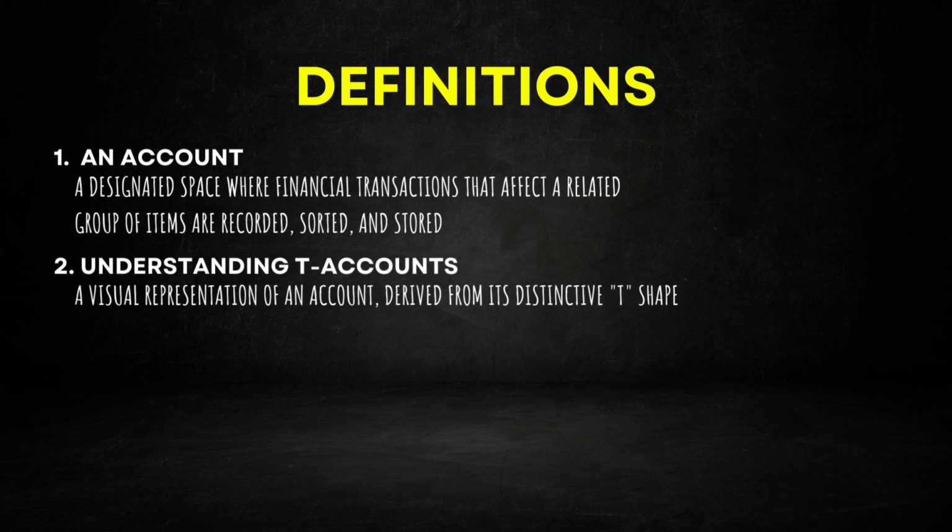A T account is a visual representation of an account, derived from its distinctive T shape. This layout facilitates the clear differentiation between two fundamental aspects of accounting: debits and credits. Debits are recorded on the left side of the T account, while credits are recorded on the right side. To further enhance clarity, you can label the top of the T account with DR for debits and CR for credits.